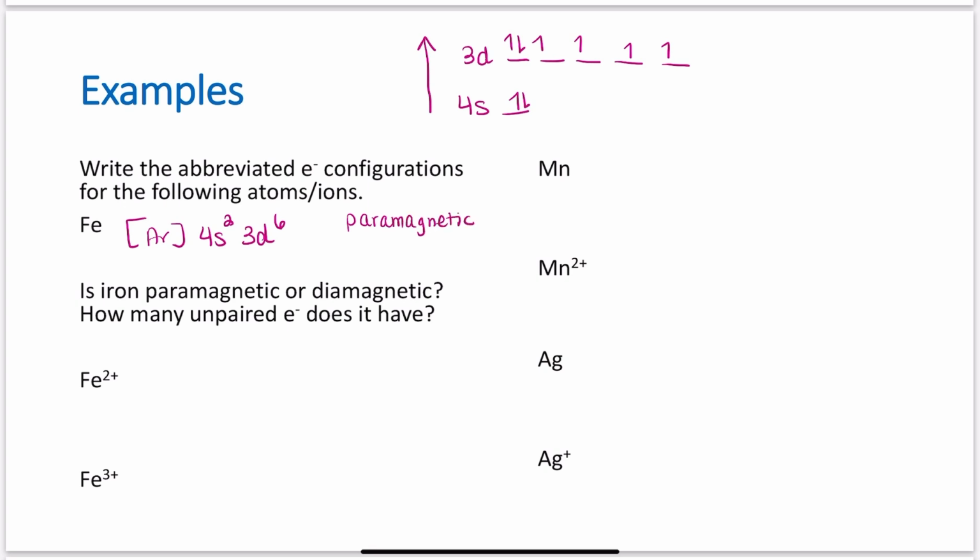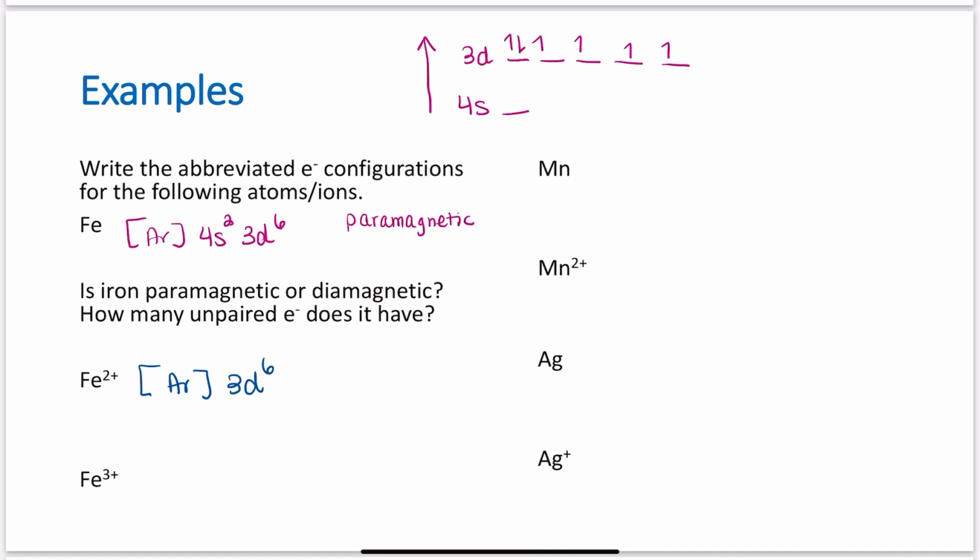That shouldn't surprise us too much though, because iron is definitely magnetic. What about Fe2+? Your transition metals are going to lose their outer electrons first. It doesn't mean they were filled less, but it means it's their outer shell. So Fe2+ is going to be argon 3d6. It's going to lose the 4s 1 and 2. These are going to be empty.